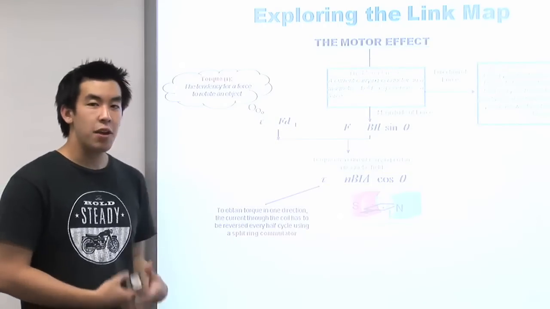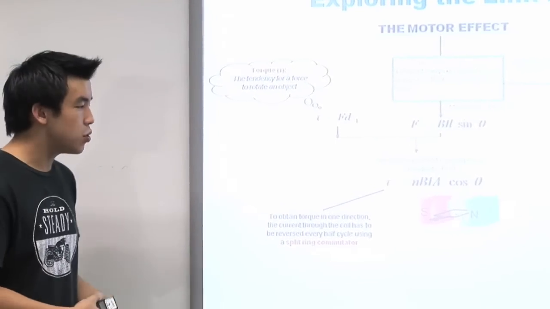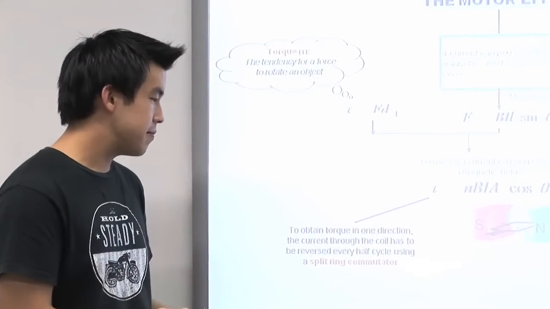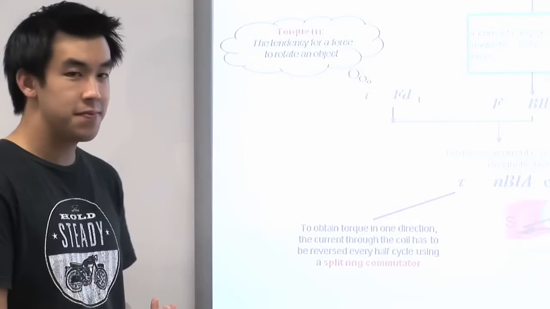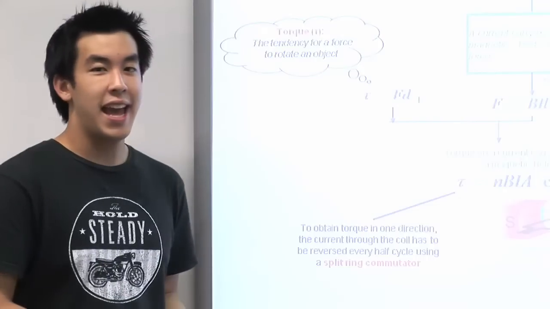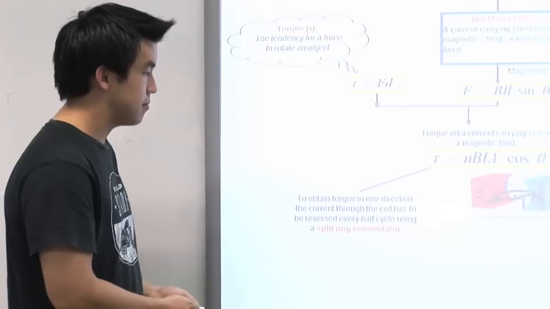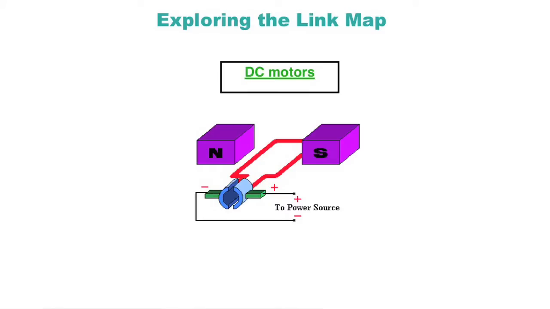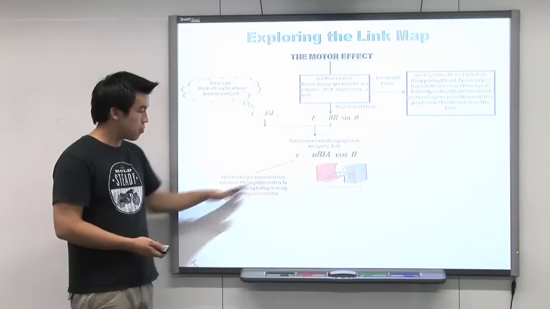Now, if we take that equation for the torque on a coil in a magnetic field, we can see that to obtain a torque going in a constant direction, the current through the coil has to be reversed every half cycle. This is accomplished using a split ring commutator. The use of a split ring commutator has a real-world application in DC motors, as you can see here. Therefore, the real-world application of DC motors is linked through here.